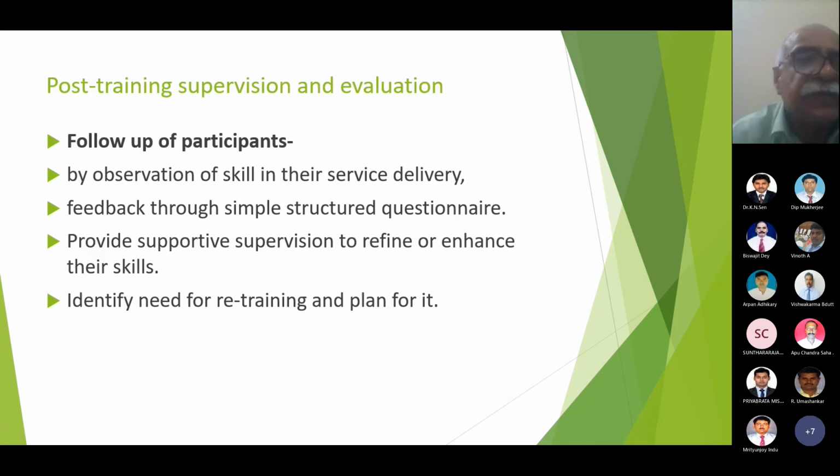Next slide. And once we have provided the training, we have to have a system of follow-up, which is very much important. We have to keep on observing the skill in the service delivery, how they are doing the work after the training. We have to get feedback through a simple structured questionnaire from the persons who have received the training. And we have to provide supportive supervision if there is any gap in the skills or the knowledge. And we have to identify persons for retraining and replan the training and go for it. So this is a complete process. This has to be done on a continuous basis. Once we ensure these actions on our part, we can be sure that we will be able to handle the healthcare waste in a safe and effective manner. Next slide, sir.